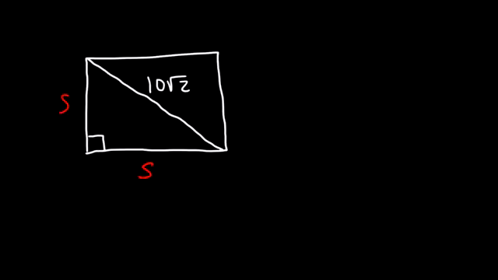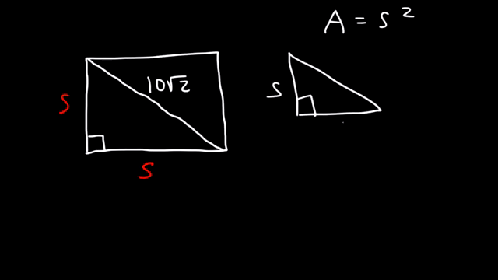Let's say we have a square and we're given the length of the diagonal, and let's say the length of that diagonal is 10 square root 2. What is the area of the square? Now we know that the area is basically side squared. All sides of the square are congruent, so we can find the side by using the Pythagorean theorem. If this is s, and that's 10 root 2, we can solve it.